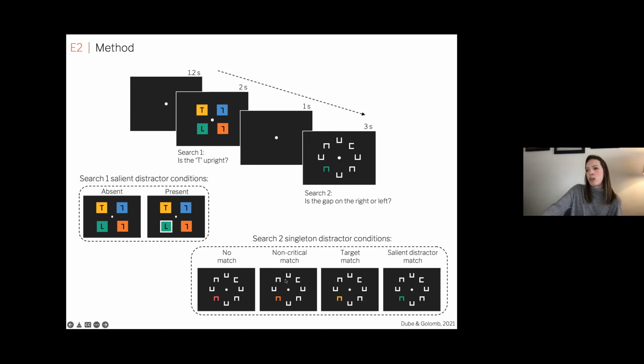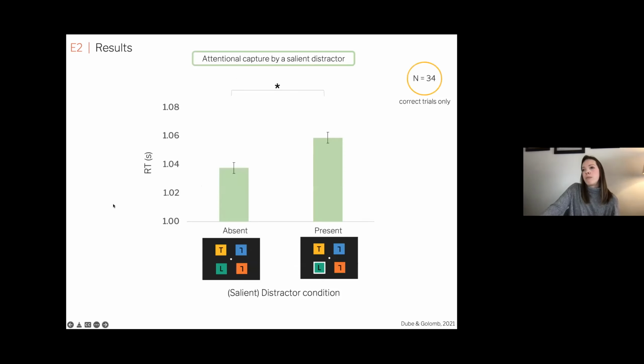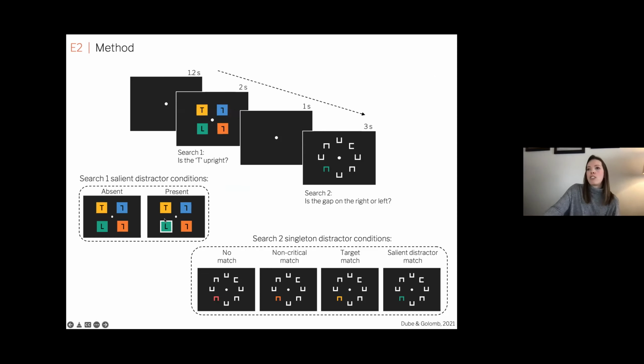So our singleton distractor conditions for search 2 were: it could match none of the previously viewed colors, so be a completely novel color to that trial. It could match one of the non-critical items from the previous search, so an item that was just seen, but not associated with a salient distractor, associated instead with a non-salient distractor. It could match the color associated with the target from search 1, or critically, it could match the color associated with that salient distractor from search 1.